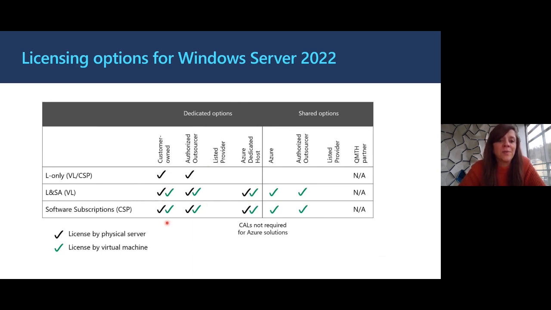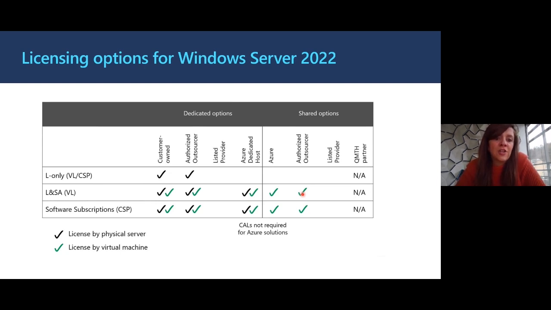In a shared environment, it does not always make sense to license by physical cores. And so that is why virtual core licensing was announced for Windows Server. So remember the flexible virtualization benefits with SA or software subscriptions. Customers can take their licenses to authorized outsourcers and then choose now to license per virtual core.